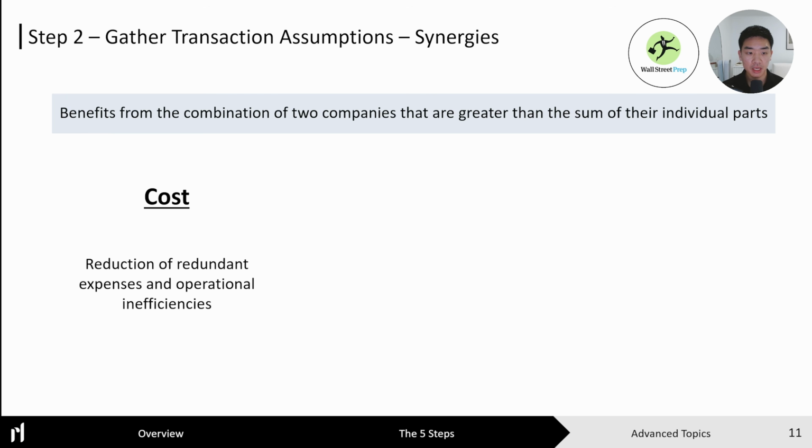And then maybe you have an HR department. Instead of having 2 separate ones, now you can combine them and have half as many people. So instead of 100 people from each company, 200 people total, now maybe you need like 150 people or 100 people. So that obviously saves costs. And so cost synergies are a big reason as to why a company might pursue a transaction.